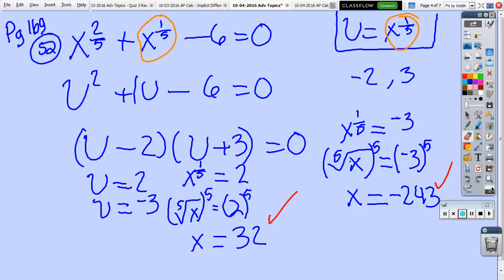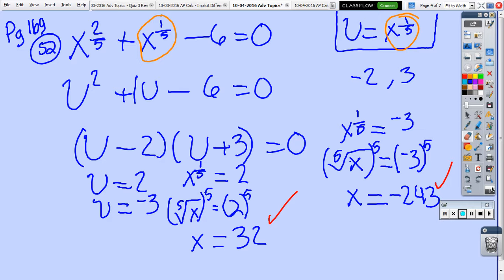Why did you change the 3 to -3 when that was a positive 3 again? Because U equals -3, because that would make this 0, right? U minus 2 equals 0 or U plus 3 equals 0. Wait, say that again? U minus 2 equals 0 or U plus 3 equals 0. So if you solve for each one of those individual equations, you would find that U equals 2 and U equals -3.